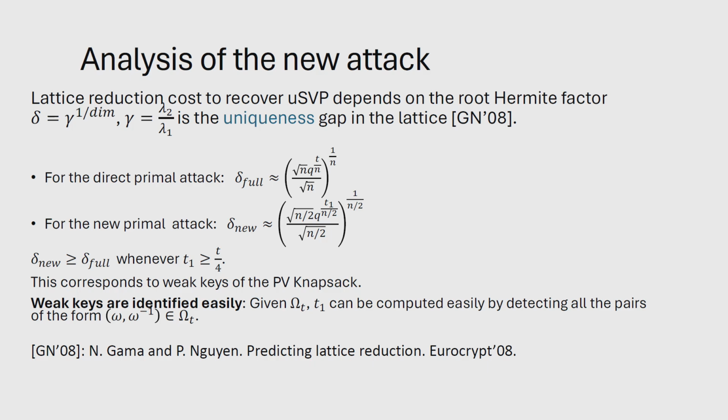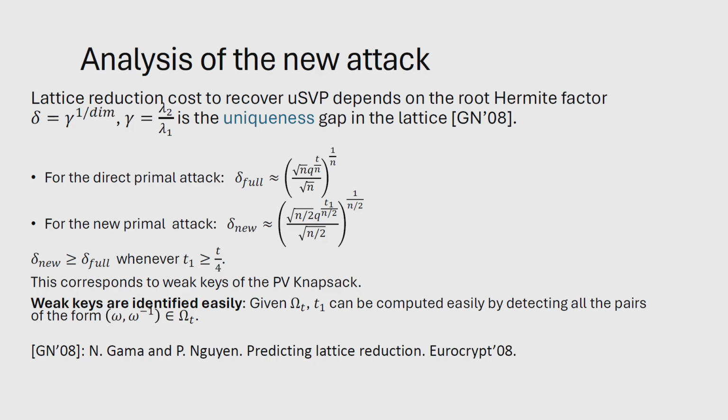Now, for our case, if we compute this root Hermite factor for the direct primal attack and for our attack, ours is going to give a better root Hermite factor whenever this value T1 is more than T by 4. So T1 is the number of pairs inside this capital Omega T that was picked at random. And this corresponds to the weak case of the PV knapsack problem.